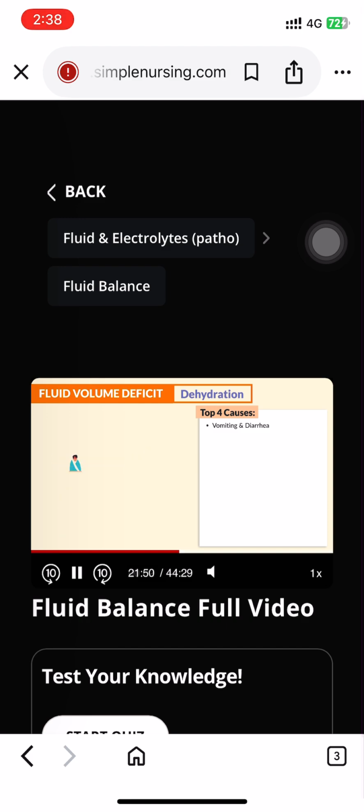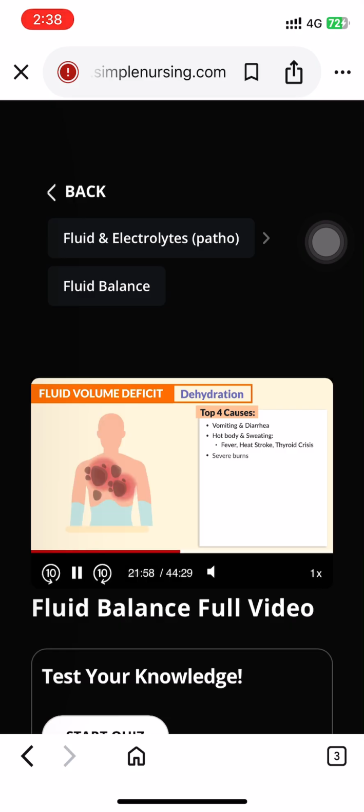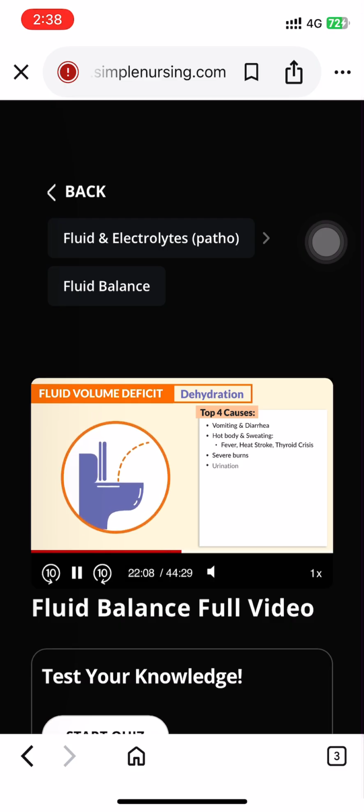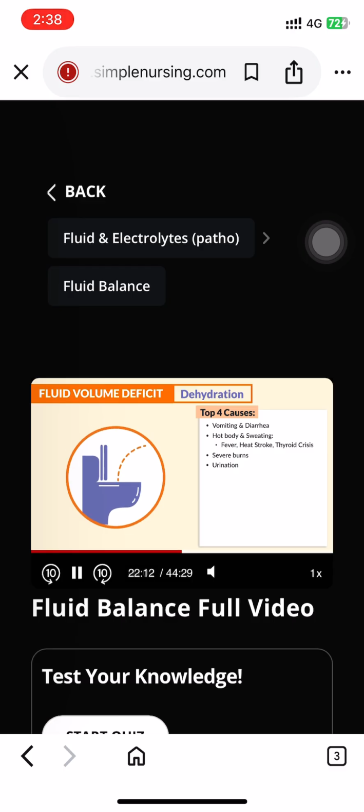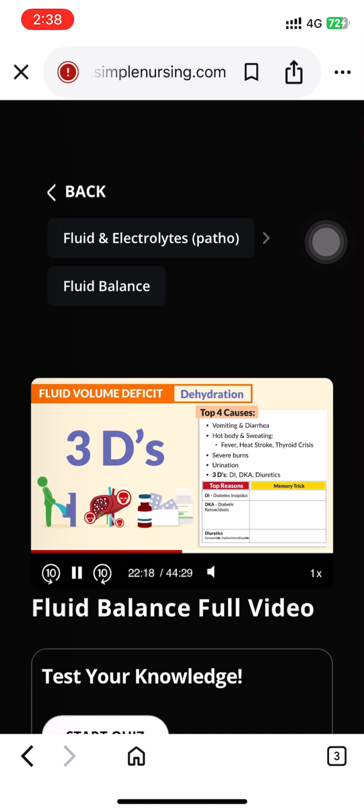I'm just kidding. Okay, now hot body and sweating also releases fluid, including fever, heat stroke, and even thyroid crisis. And severe burns. This puts the patient most at risk for fluid volume deficit, since they lost a lot of fluid due to blister formation on the skin. As well as urination drains fluid from the body and into the potty. But really the big ones to write down here are the 3 Ds: DI, DKA, and diuretics.